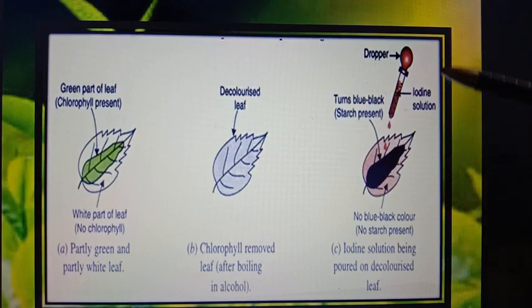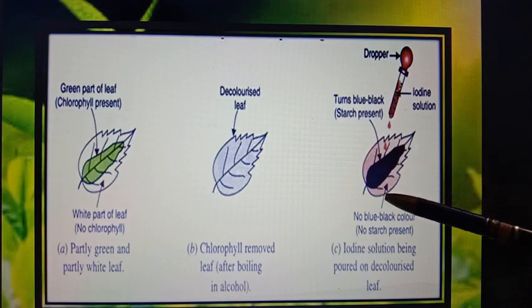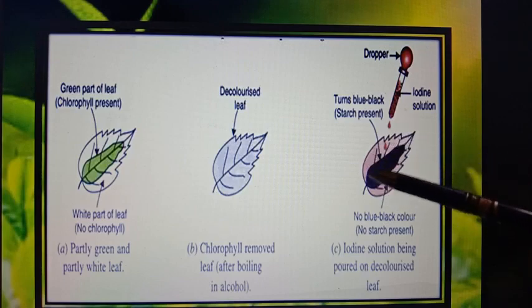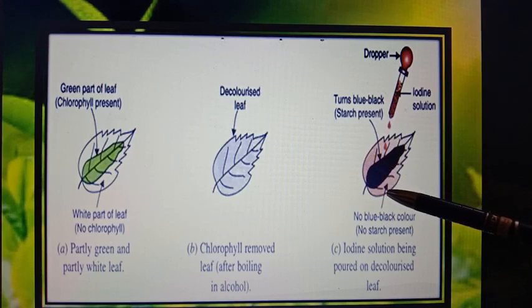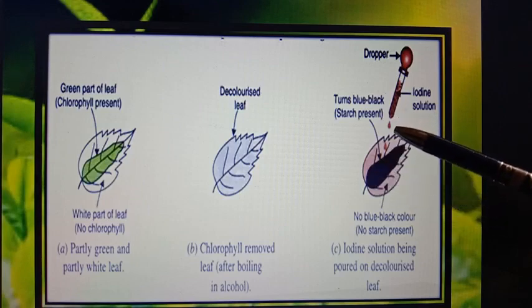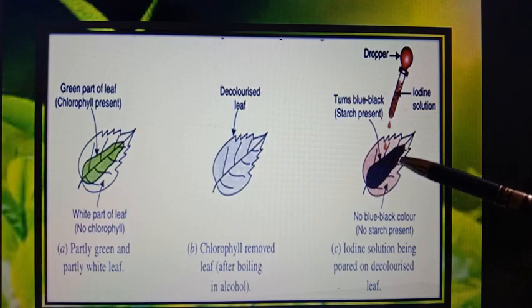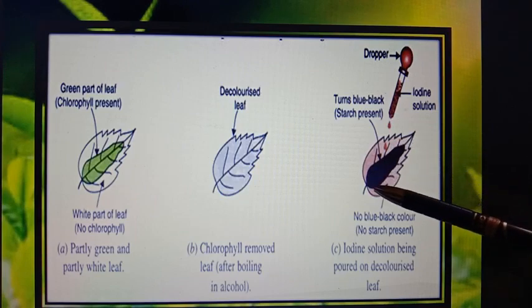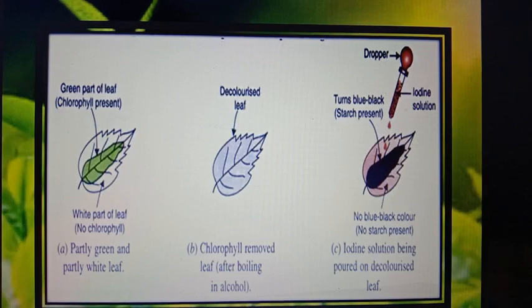And at last, you have to do the starch test by adding iodine solution. So after the starch test, you can see that the white portion, this part, will be brown and the green part turns blue-black. Why? Because in the green part, due to the presence of chlorophyll, photosynthesis took place and starch is produced, which in presence of iodine solution turns blue-black in color, you can see here.